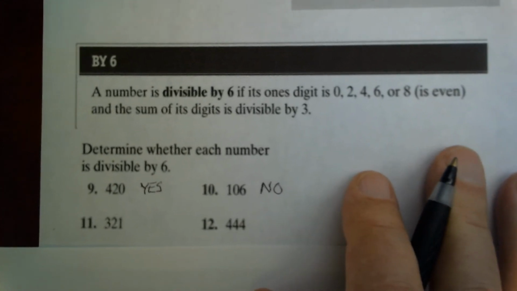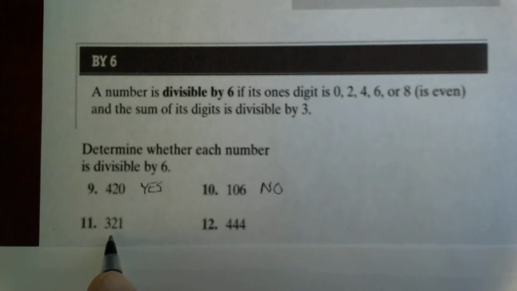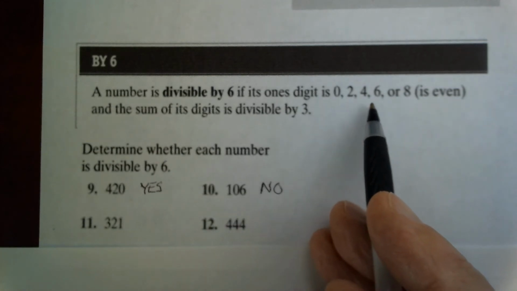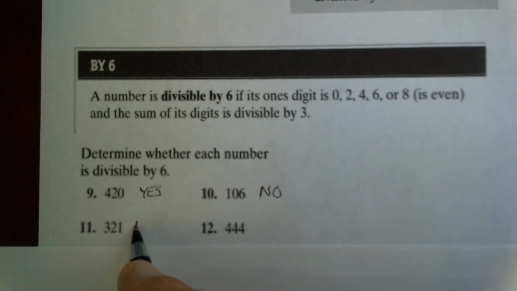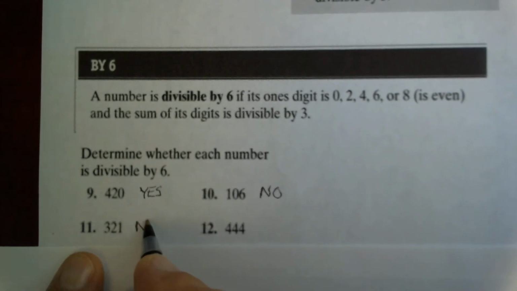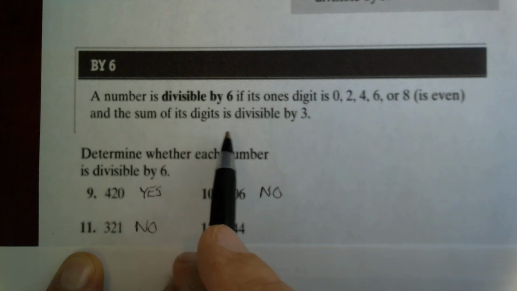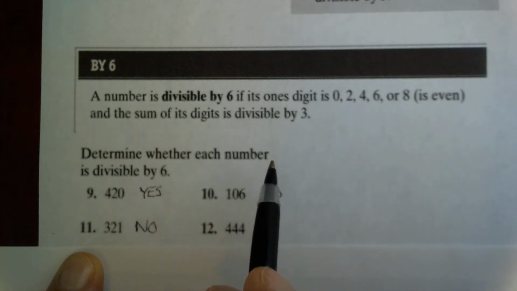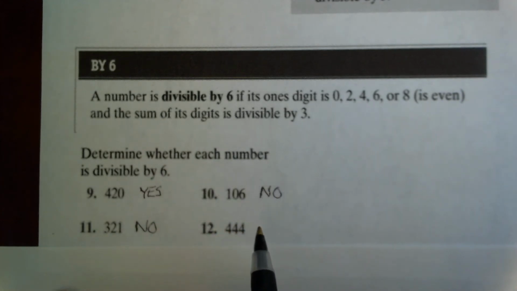Now number 11, since it's an odd number, its ones digit is a 1. So it's not even divisible by 2. So it's not divisible by 6 because it does not end in a 0, 2, 4, 6, or an 8. So no. We don't even need to consider whether the sum of the digits is divisible by 3. It happens to be, but that only says it's divisible by 3 and not by 2, in addition to that.